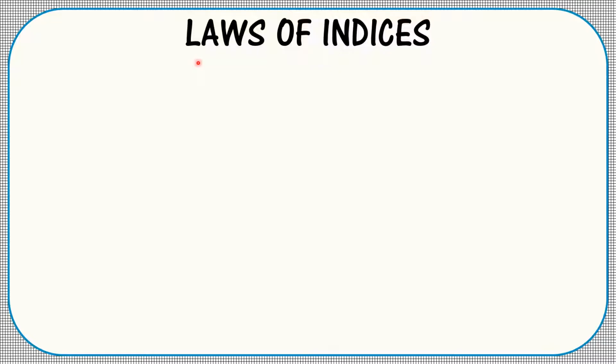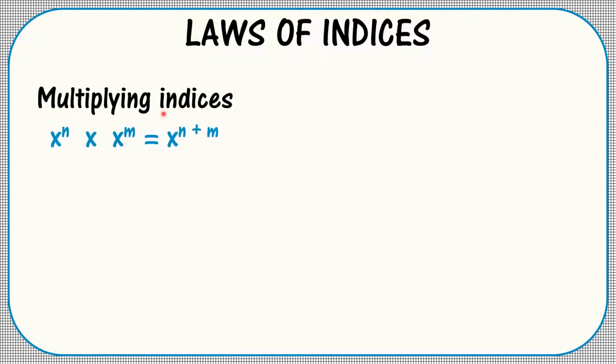So what you need to know for the laws of indices is how to multiply indices. When you multiply indices, if it's x to the power of n multiplied by x to the power of m, all you would do is add the index notations. So this value of x, which can be a number or letters, will stay the same, and all you do is add the two index numbers together.